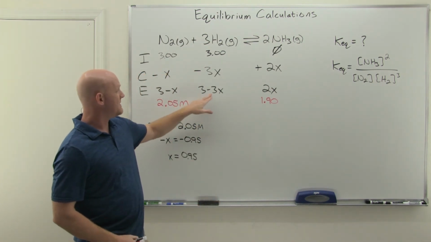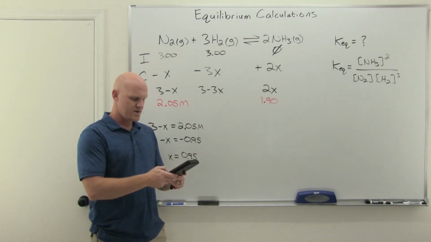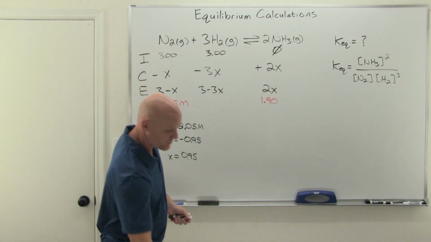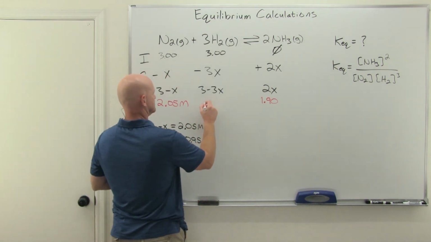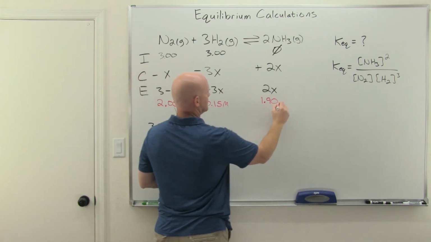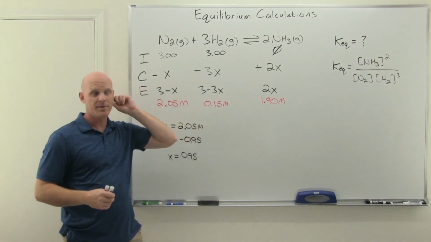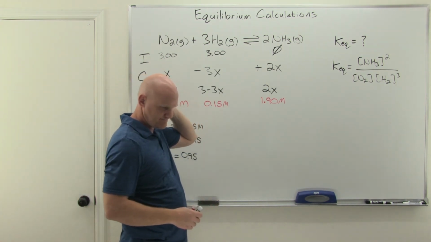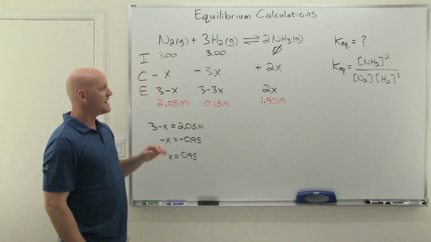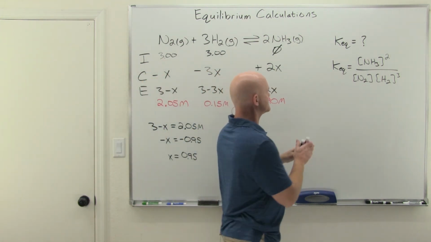All right, but 3 minus 3x here, and let me grab my calculator. All right, so 3 minus 3 times 0.95 is going to get us an equilibrium concentration of 0.15. All right, and these are all in molarity. And now that we know all 3 concentrations at equilibrium, we can substitute them into our equilibrium constant expression.